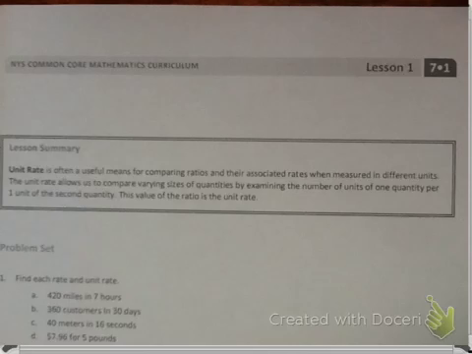So let's go ahead and look over here. I want to go over this slide as a lesson summary. When we talk about unit rate, it is often useful as a means for comparing ratios and their associated rates when measured in different units. Very often it's confusing. For example, you go to the store to buy milk. A gallon of milk may be $4 per gallon, but then a quart of milk may be $1.97 per quart. There's a lot of figuring out to do. So what they often do is go down to per ounce.